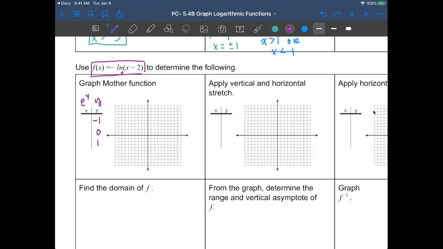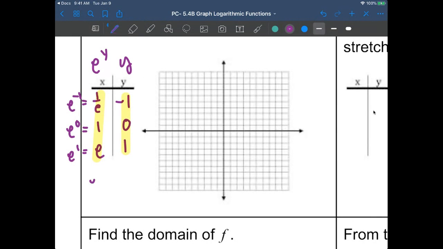So now I'm going to go ahead and plug these in. I get e to the negative 1, which is 1 over e, e to the 0, which is 1, and e to the 1, which is e. So I'm going to go ahead and graph in these ordered pairs. I'm going to assume e, remember, e is about equal to 2.718. Let me double check that. Yeah, 2.718.